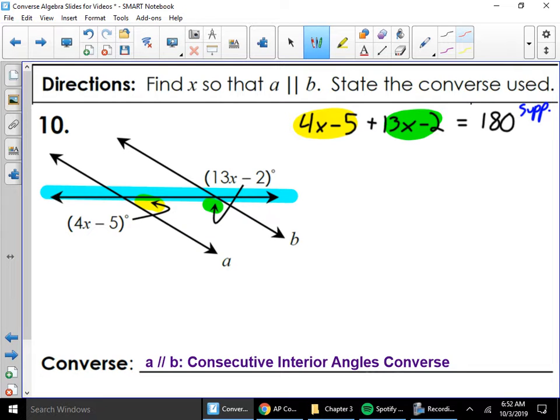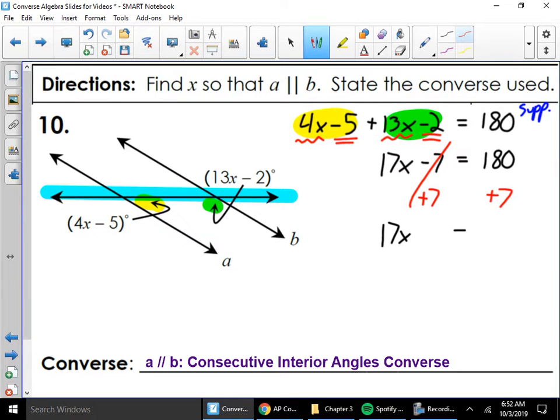So this is another combining like terms problem. We have x terms, and we also have constants. So putting my two x terms together, 4x and a 13x will be 17x. Negative 5 and negative 2 is a negative 7. After combining like terms, we're just in another two-step equation situation. So we can add 7 to both sides. That will get rid of that 7 from the left, leaving me with just 17x. And on the right, 187.